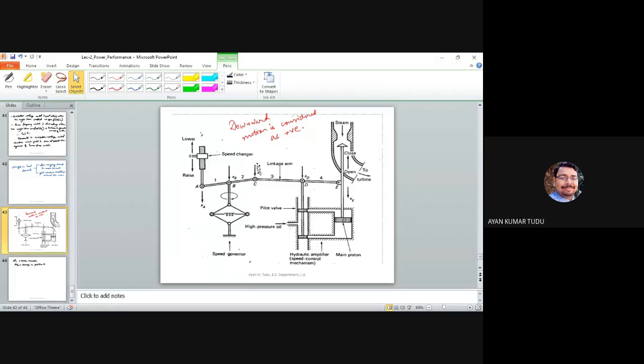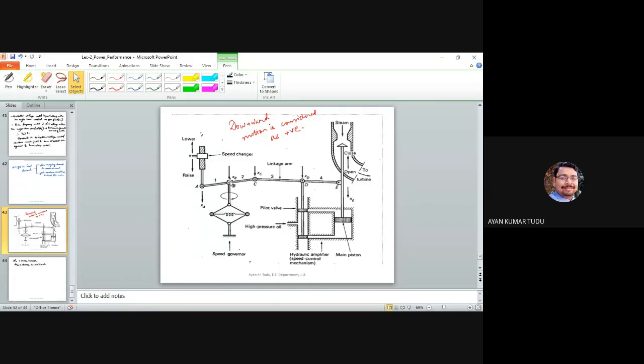Correct? Similarly, as the speed is increasing, point B would be going downwards. So as the speed is increasing, point B is going downward. So the consequent movement of B with A remaining fixed at delta XA is K1 into delta F. So the position of B is proportional to the change in the frequency, right?